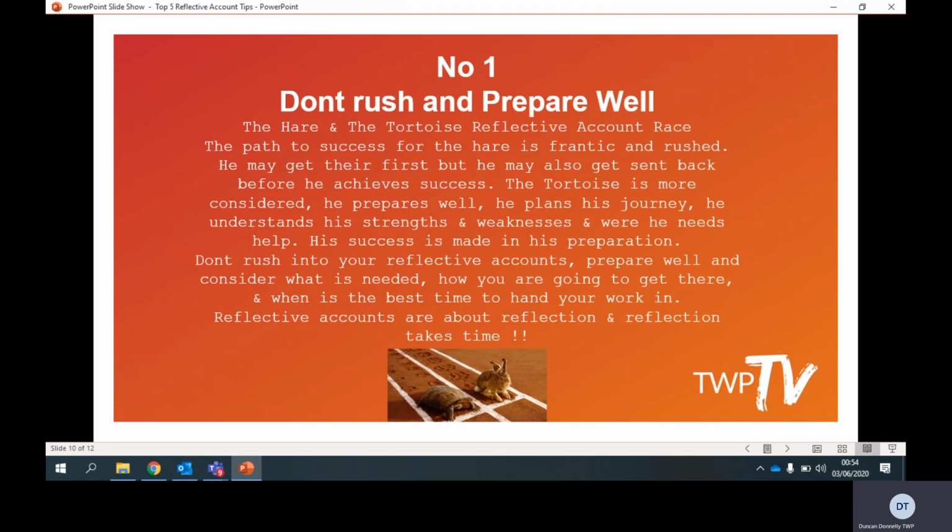So don't rush into your reflective accounts. Prepare well and consider what is needed and how you're actually going to get there. And when is the best time to hand your work in? Sometimes students hand the work in too early, before it's ready, and it gets sent back and just creates more work. At the end of the day, reflective accounts are about reflection, and reflection takes time. So that's number one. Don't rush and prepare well. Number one.